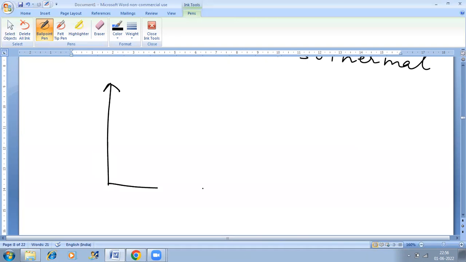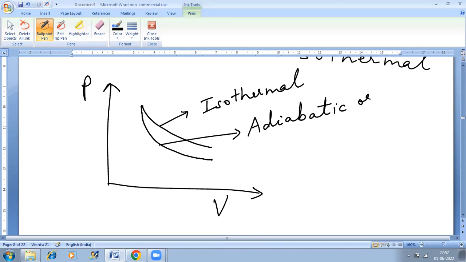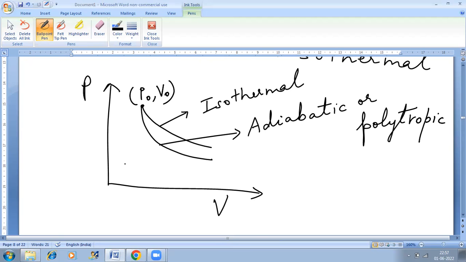Now see, if I draw a graph of P versus V, I can say that this is my starting point, then this curve is obtained when it's an isothermal process, and this curve will be obtained when the process is adiabatic or polytropic. Here they have clearly mentioned that the values of pressure and volume are not in perspective. I have to show the arrows in this direction. Why? Because expansion is taking place.